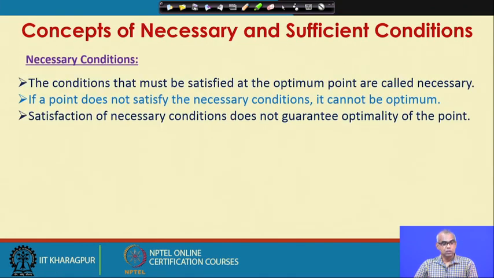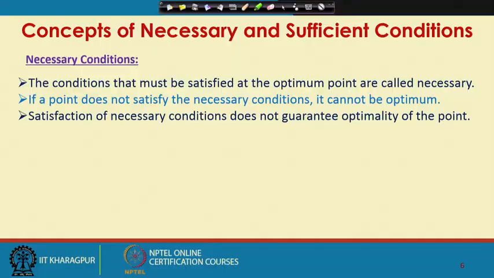Now, we will introduce the concept of necessary and sufficient conditions. We need to understand what we mean by necessary conditions and sufficient conditions before we talk about what are the necessary conditions of optimality and what are the sufficient conditions of optimality. So, necessary conditions and sufficient conditions are general mathematical terms. Here we will explain them in the context of optimal solutions or optimization.